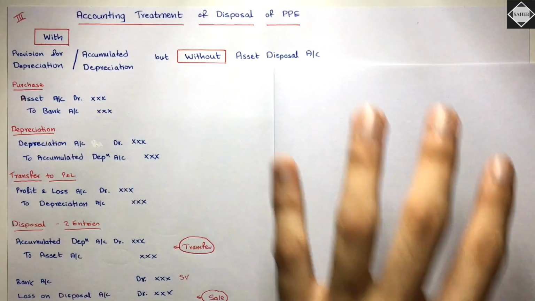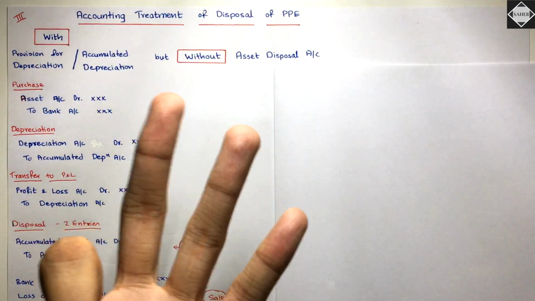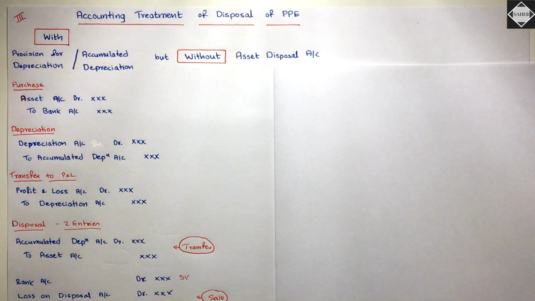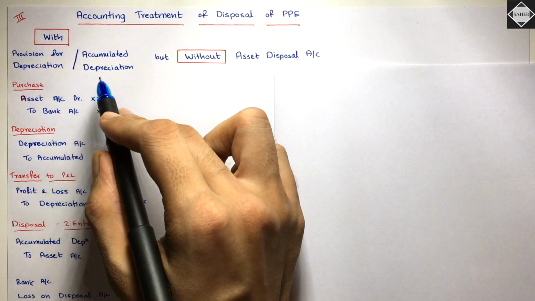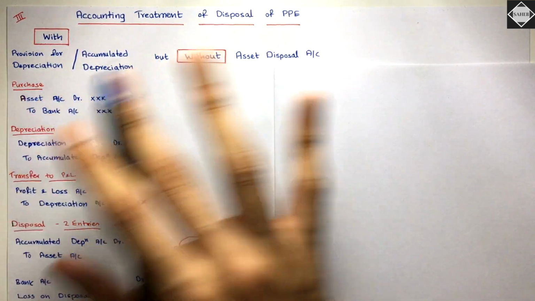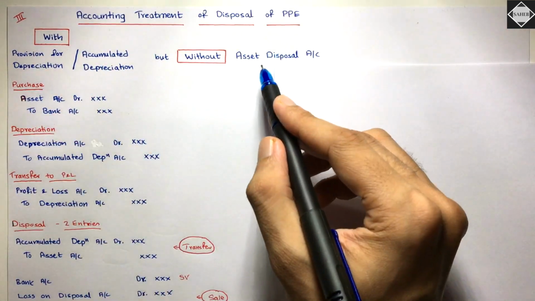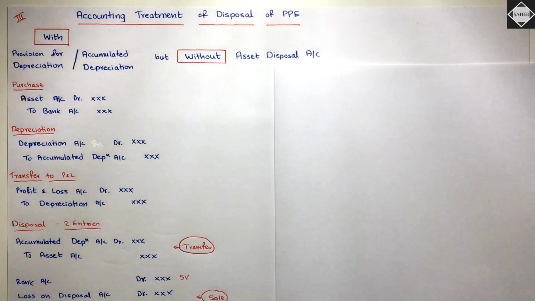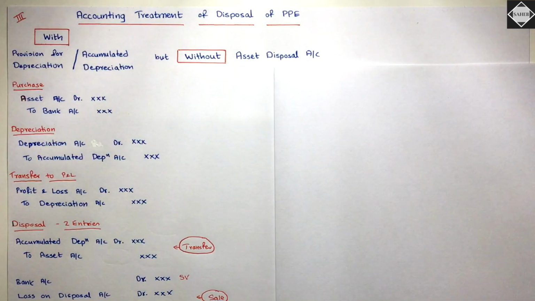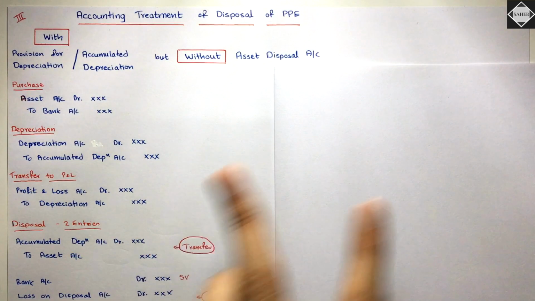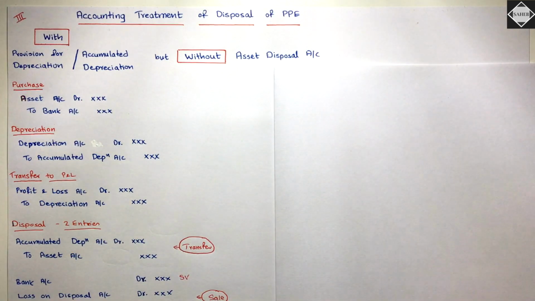Okay, let's begin. Now here we have case 3, accounting treatment of disposal of PPE. That is when you are maintaining the provision for depreciation or accumulated depreciation account, but you are not opening the asset disposal account when you sell off your asset. Okay, case 3. Is that clear? Simple. So let's start. Here we have the journal entries, then we'll see the ledger accounts, and then we'll move on to a problem.